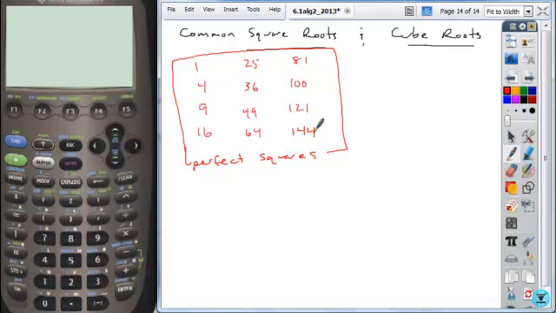49 is 7 squared, 144 is 12 squared, 81 is 9 squared. You should be able to identify your perfect squares. Same is true with a couple perfect cubes.